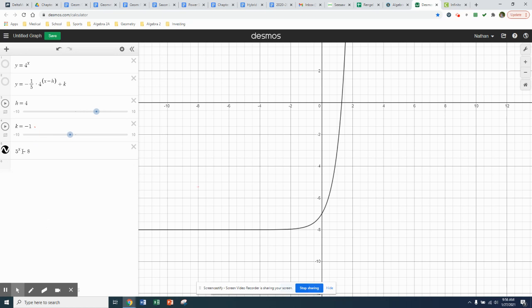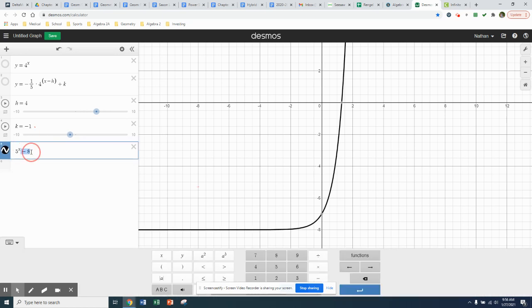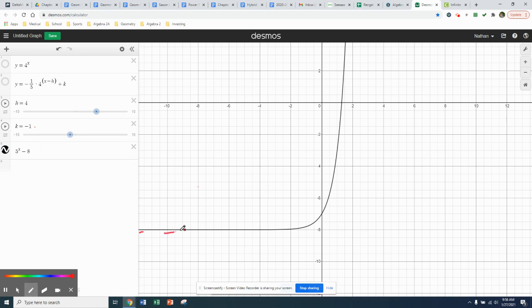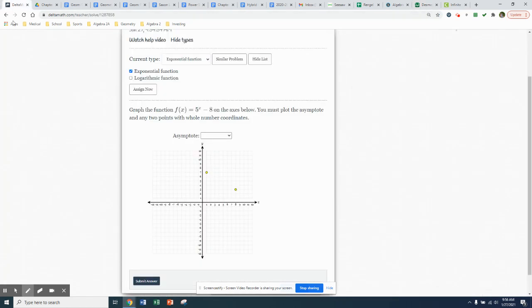Now you'll see your k coordinate, that minus 8, that's going to represent that asymptote. So here's your asymptote coming down here. And exponentials are going to have horizontal asymptotes. So on Delta Math, I'm first going to select that it's going to have a horizontal asymptote at -8.